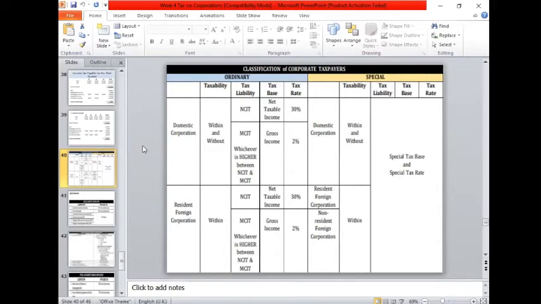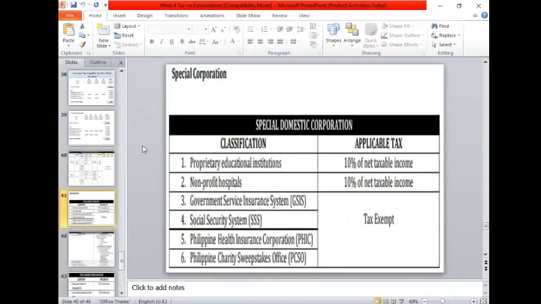So what are those special corporations which are under the special tax? Okay? So first is the special domestic corporation. So what are the special domestic corporations and their applicable tax as the special tax? If the special domestic corporation is a proprietary educational institution, which is a private school owned by a person, but it is in a form of corporation, that is 10% of the net taxable income shall apply to special tax. And for the non-profit hospitals, they are 10% of the net taxable income subject to special tax.